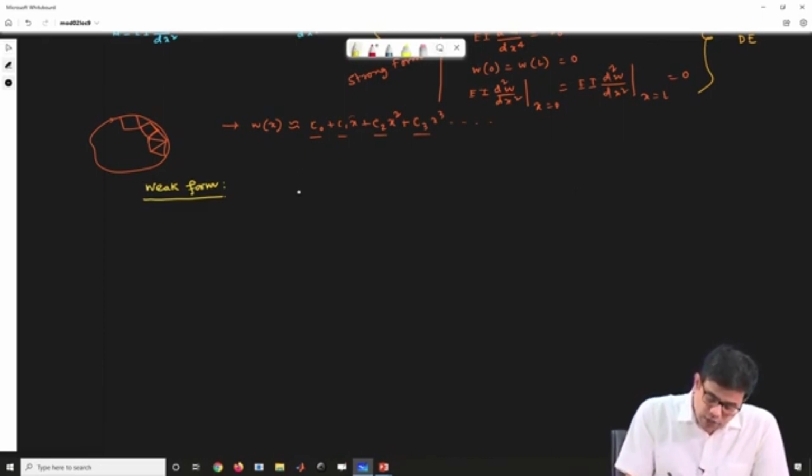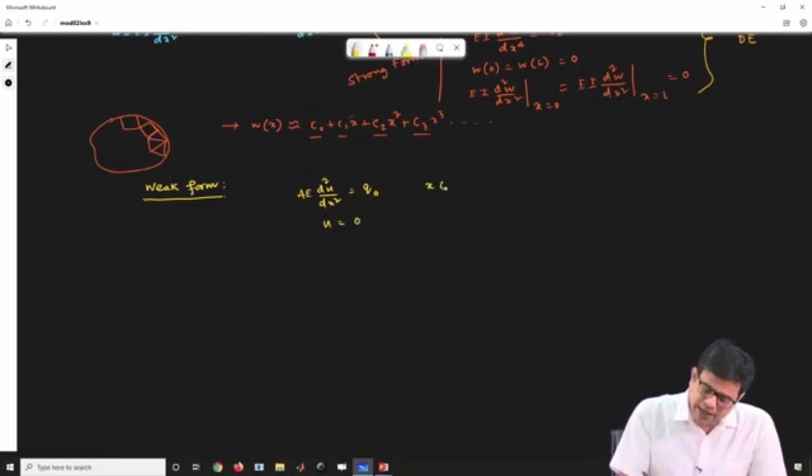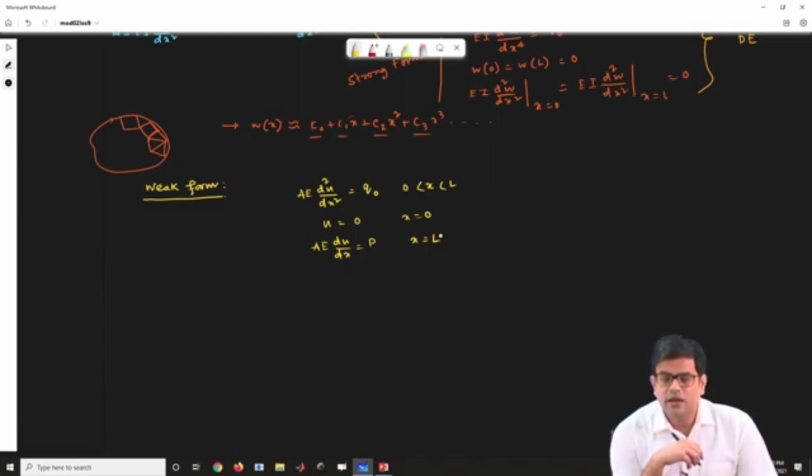Suppose the differential equation is AE d2u dx2 equals q0, and the boundary conditions are u equals 0 at x equals 0, and AE du dx equals P at x equals L. Here we assume that we know the differential equation and we want to solve this problem.